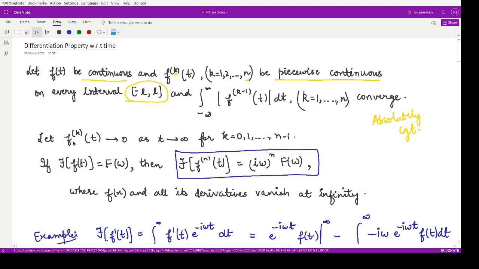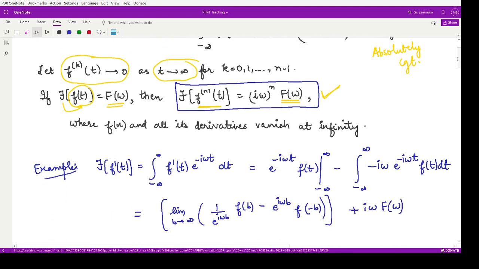If this happens and if the kth derivative goes to 0 whenever t goes to infinity, then we can say that the Fourier transform of the nth derivative of the function is defined by iota omega raised to power n multiplied by F of omega, where what is F of omega? This is the Fourier transform of the function, simple function. So if you know the Fourier transform of one simple function, you can calculate the Fourier transform of its nth derivative using this formula. So this formula is very important whenever we have differential equations.